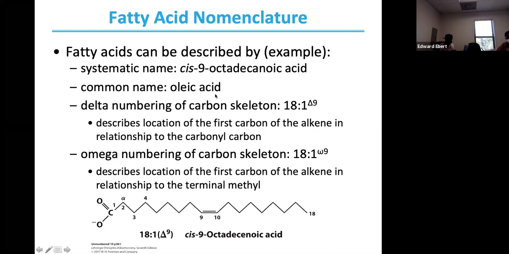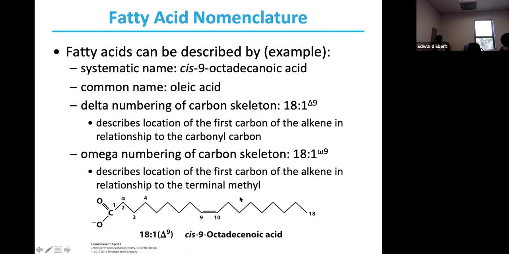All right. Do we have to do naming on tests? No, you don't need to give a name like that. However, we have this super efficient thing down here, right? 18:1 delta 9. I love this numbering system because it is a very concise way of telling you all the information you need. It basically tells us, hey, we've got 18 carbons. There's one double bond. That double bond starts at position 9. This little delta 9 up here tells us it's right here at 9. Okay.